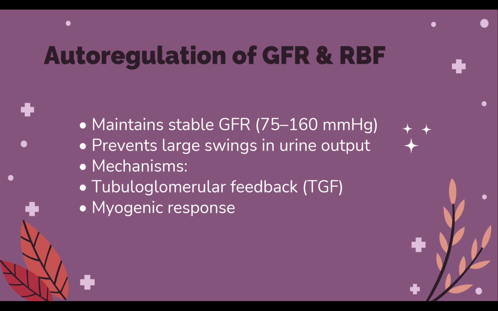So the autoregulation of glomerular filtration rate and the renal blood flow. There is a maintenance of stable glomerular filtration rate across a pressure of about 75 to 160 millimeters of mercury. So this prevents large swings in urine output. What are the mechanisms that maintain this? They are the tubuloglomerular feedback and the myogenic response.